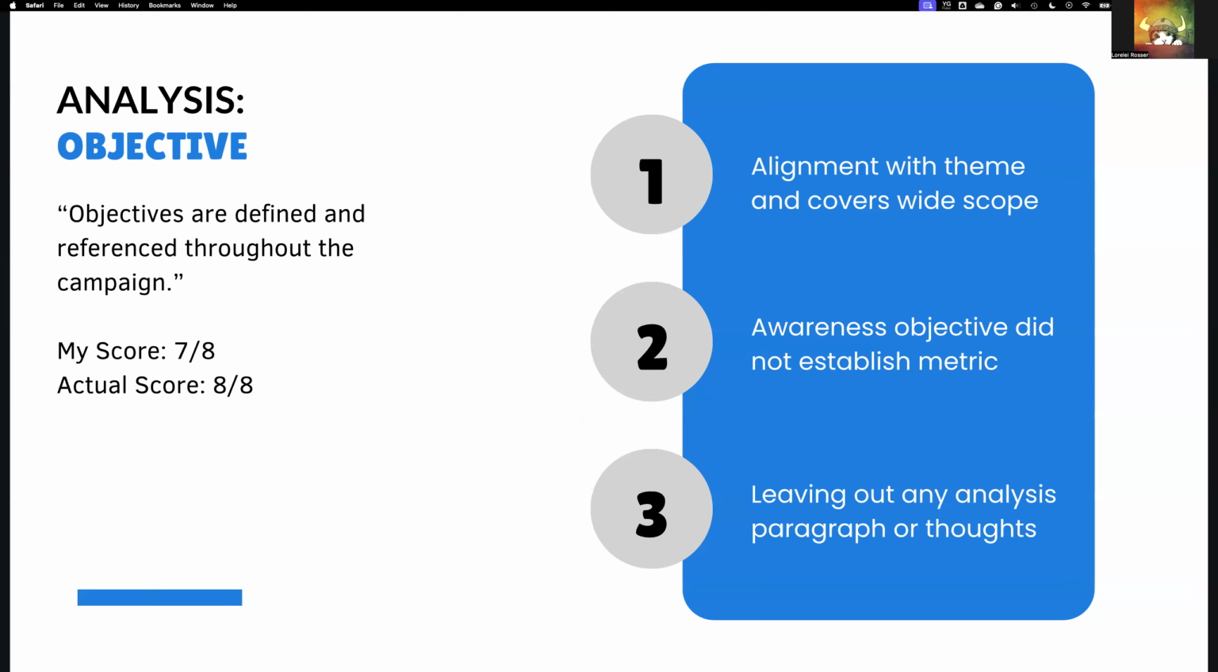And then to avoid next time, leaving out a paragraph analysis as to why those objectives were chosen can be a double-edged sword. In my case, I didn't need it because I referenced my objectives throughout the campaign, throughout the paper. A paper, however, that chooses to not follow such a formulaic approach may need that analysis so a judge understands why they chose those.